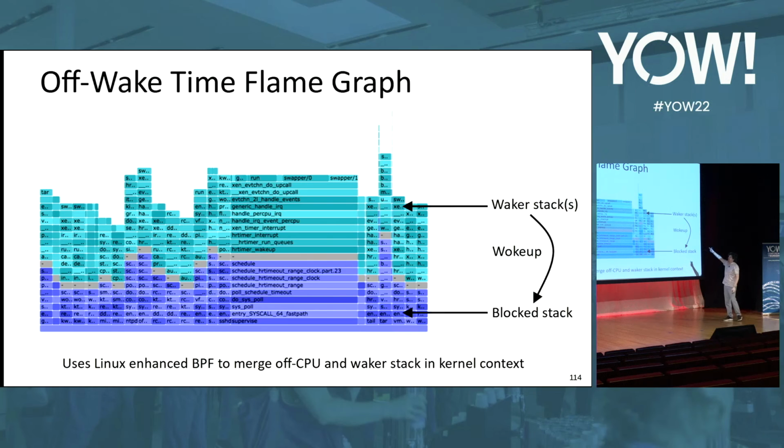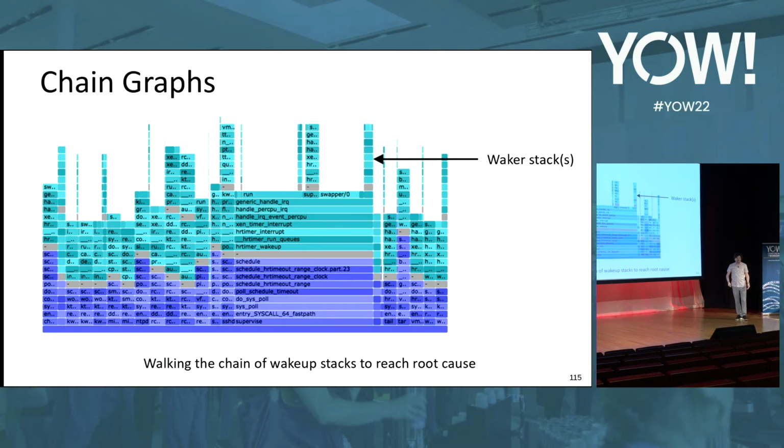In this example, I have a waker stack and I paste it on top to explain it. And you can keep going all the way to metal. So I can chain them and I can do all the waker stacks that led to that path blocking. This is still a work in progress though, because it's a lot of overhead to capture all of the stack traces.